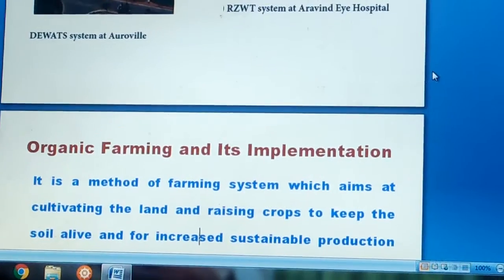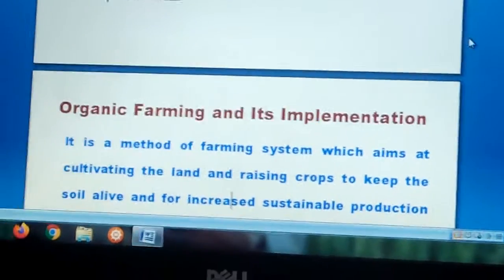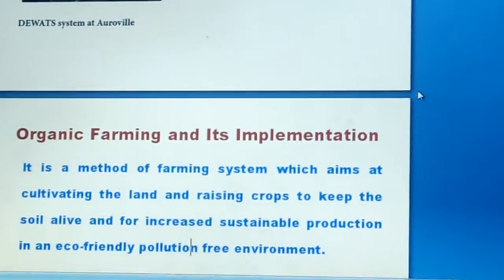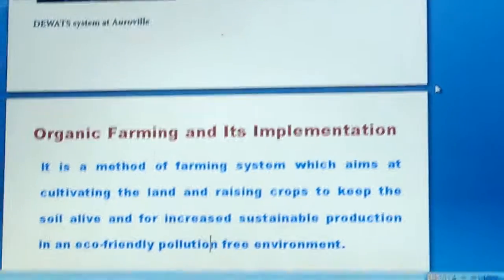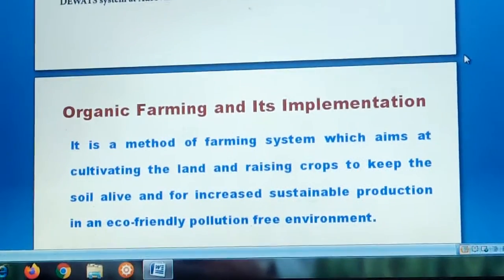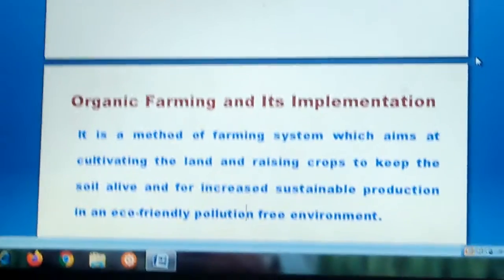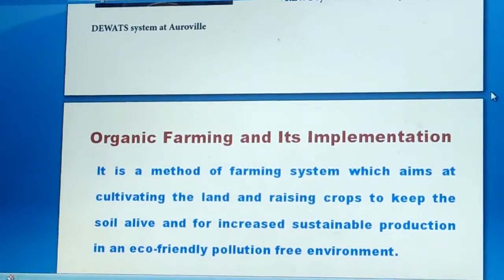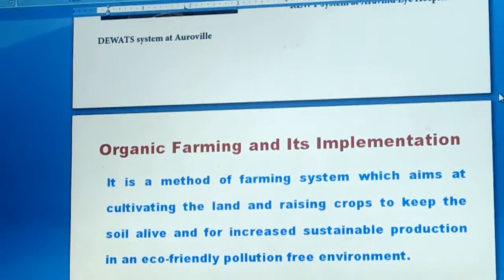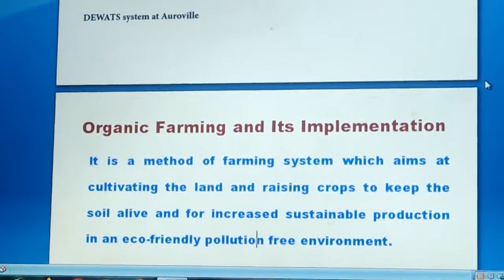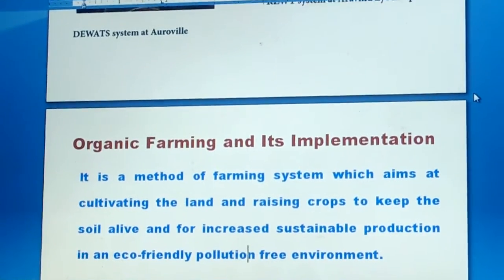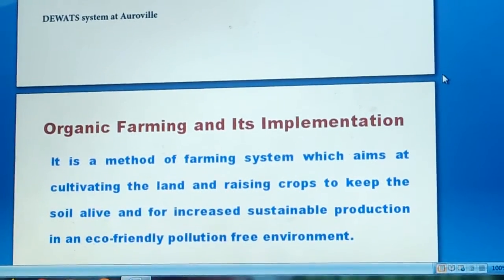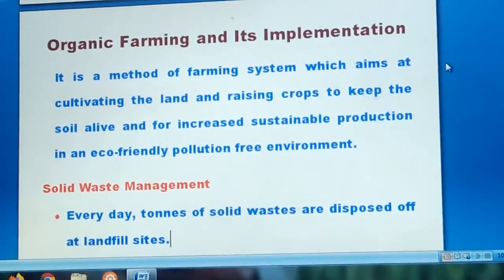Now, the next topic we can see is organic farming and its implementations. So, what is organic farming? It is a method of farming system which aims at cultivating the land and raising crops to keep the soil alive and for increased sustainable production in an eco-friendly, pollution-free environment. See, eco-friendly, pollution-free environment means producing crops in an eco-friendly way. We are using a lot of systems, but they are not polluting the environment. That is what we call eco-friendly, environmentally friendly. Then solid waste management.